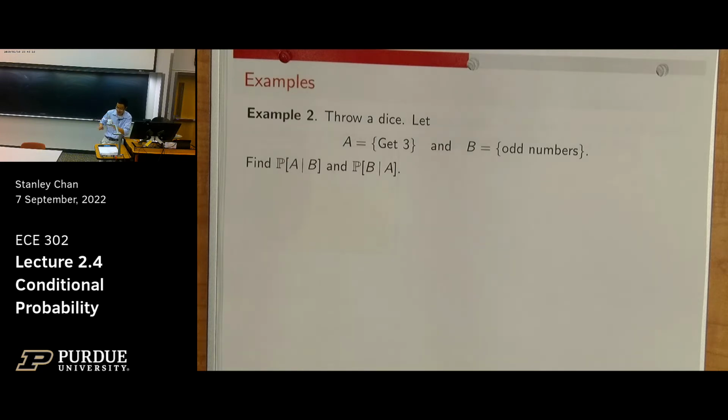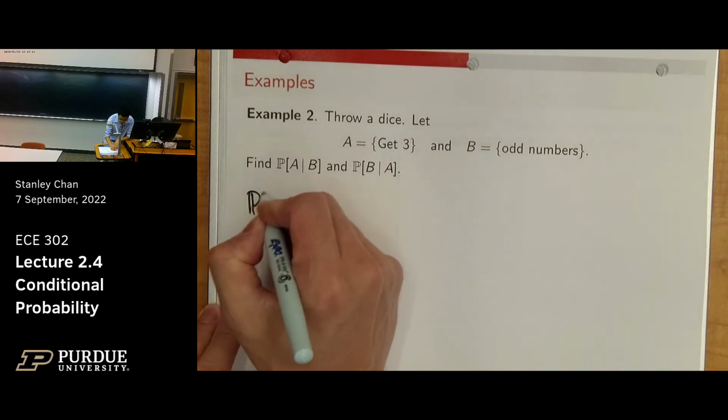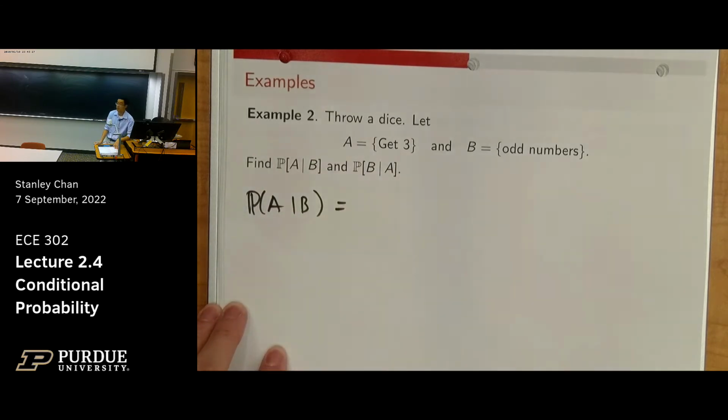Okay, so let's try that. So the probability of A given B. Let's not use the formula. Just think about it. What is the condition? The condition is that I have 6 numbers, but I'm restricting myself to 3 numbers, the odd numbers, 1, 3, and 5. That's what we mean. So I'm already constraining myself to a subset that contains 3 numbers, and I'm asking, what is the probability of getting that number 3? So that probability has to be 1 over 3 without following any formula. Is it okay?